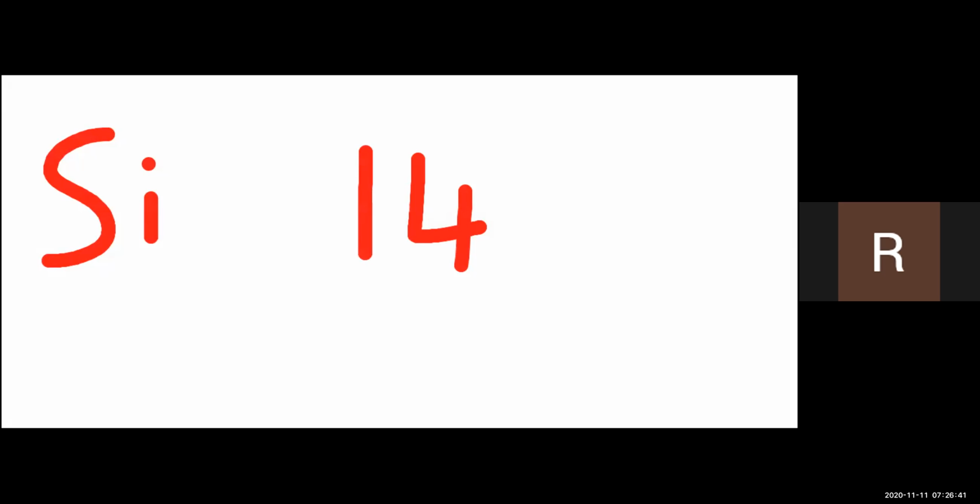Silicon, Si, atomic number 14. Symbol of silicon is Si, atomic number 14. Anywhere, if you see Si, you have to read it as silicon, not as Si. You should read silicon.